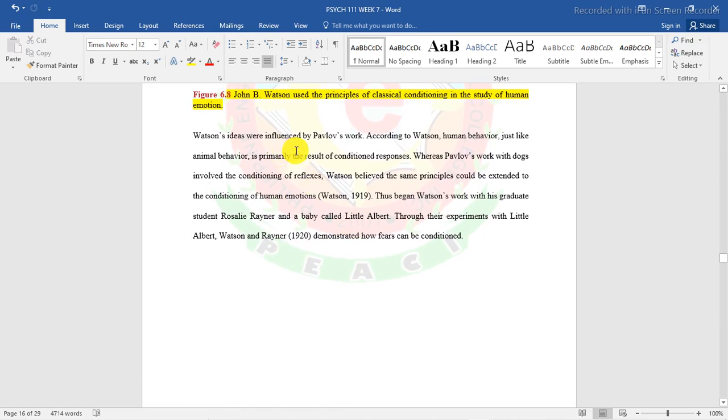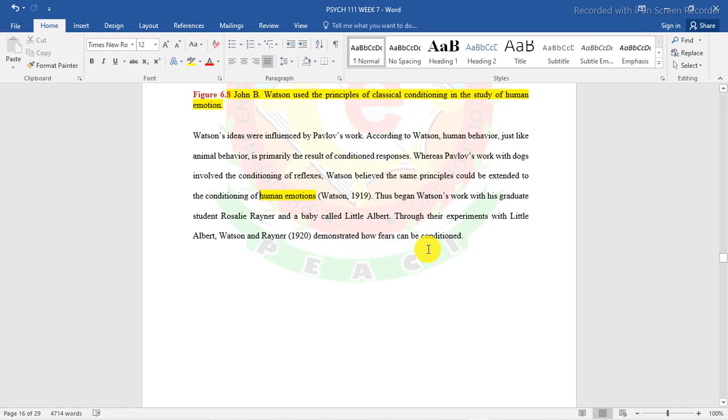Watson's ideas were influenced by Pavlov's work, classical conditioning. And according to Watson, human behavior, just like animal behavior, is primarily the result of conditioned response. So sabi niya, yung behavior natin, conditioned to. Walang pag-aaral sa'yo, meron ka nang response kaagad sa mga bagay-bagay. It was already conditioned, meaning natutunan mo, it was a result of the stimulus na nakita natin sa paligid. Whereas Pavlov's work with dogs involved conditioned reflex, Watson believed that the same principles could be extended to the conditioning of human emotion. So, medyo related din, nilapatan niya dito yung emotions.